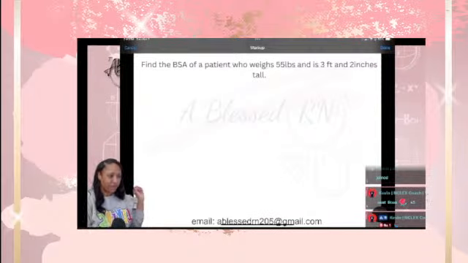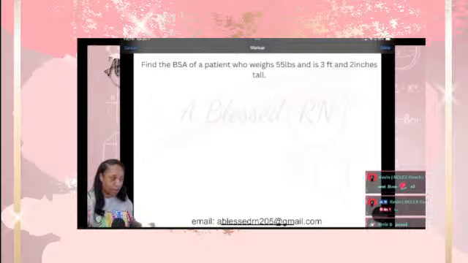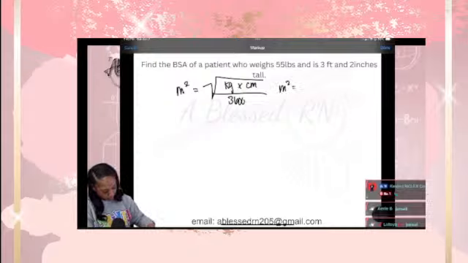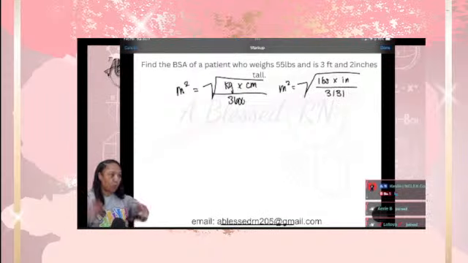Find the BSA of a patient who weighs 55 pounds and is 3 feet and 2 inches tall. All right. BSA is going to be your body surface area. There are 2 different formulas for BSA, one for metric and one for the US system of measure. BSA is measured in meters squared. So, you'll take the square root of the patient's weight in kilograms times the patient's height in centimeters divided by 3,600. Or you'll do meters squared equals the square root of the patient's weight in pounds times the patient's height in inches divided by 3131. So, which one do y'all want to do? Metric or US?